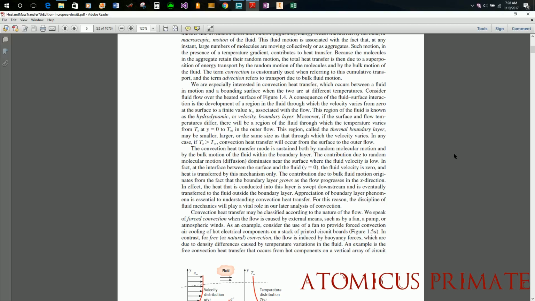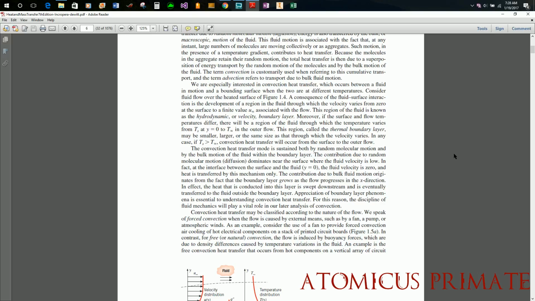The contribution due to bulk fluid motion originates from the fact that the boundary layer grows as the fluid progresses in the x direction. In effect, the heat that is conducted into this layer is swept downstream and is eventually transferred to the fluid outside the boundary. Appreciation of boundary layer phenomena is essential to understanding convection heat transfer. For this reason, the discipline of fluid mechanics will play a vital role in the analysis of convection.